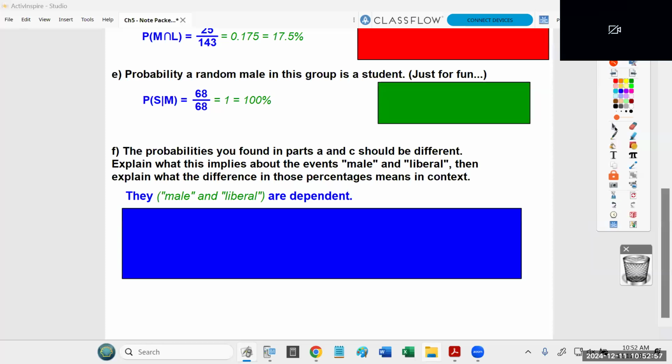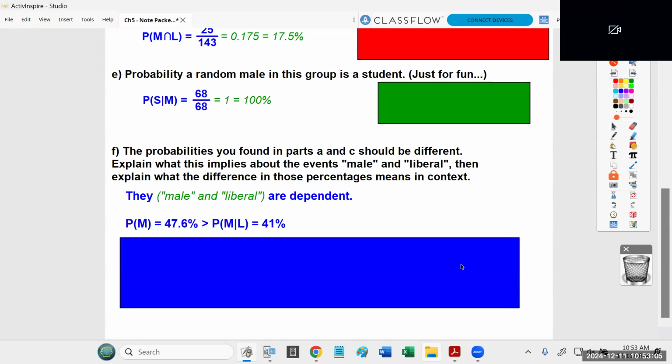Now, if we keep reading, it says, then explain what the difference in those percentages means. Now, what I will tell you is if you're going to talk about the difference of percentages, you better know what the percentages are. So in the original work up at the top, I just said, give me the fraction. But now you can't say that this fraction is different from that fraction. That's not a way of directly comparing fractions unless they happen to have the same denominator.